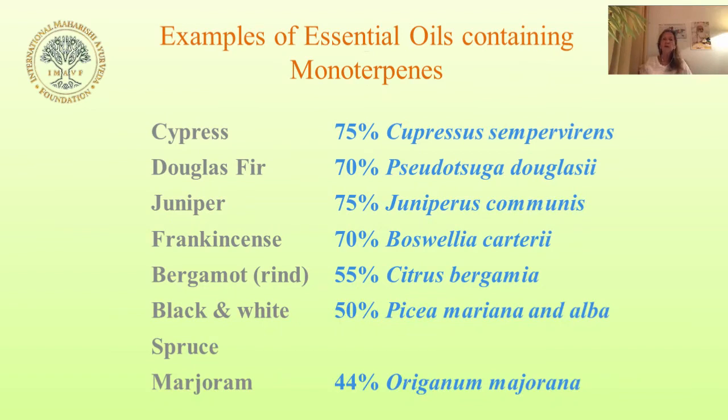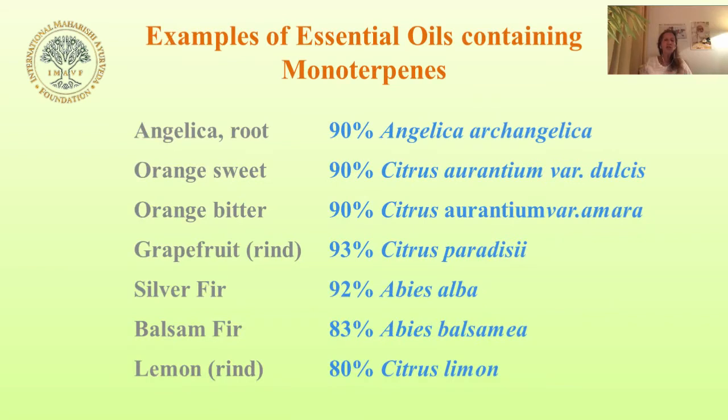So where do we find mostly monoterpene, in which essential oil? 75% of monoterpene in the cypress, in the fir, Douglas fir, in the juniper, frankincense, bergamot, black spruce and white spruce, marjoram, angelica, orange sweet, orange bitter, grapefruit, silver fir, balsam fir, lemon in the rind. So that was a few examples. There are so many more.